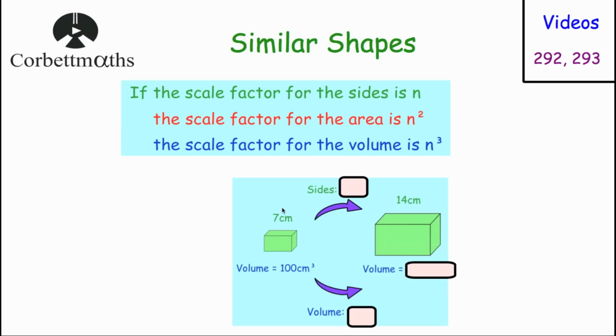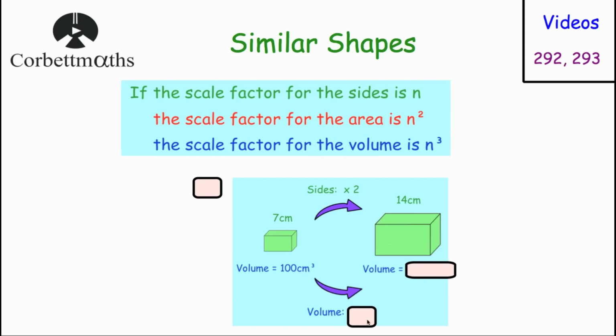And that's it. So this time we've got two cuboids, and we've got a smaller cuboid, which has a side length of 7 centimeters, so the length of it is 7 centimeters, and the length of the larger cuboid is 14 centimeters. And as you can see, the sides are 2 times larger, so that means the scale factor of enlargement for the sides is 2.